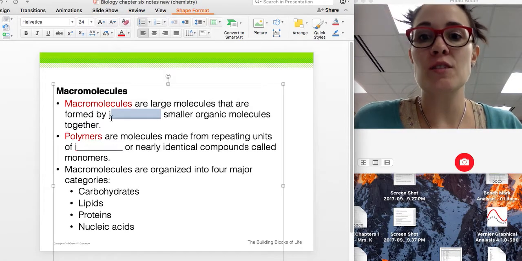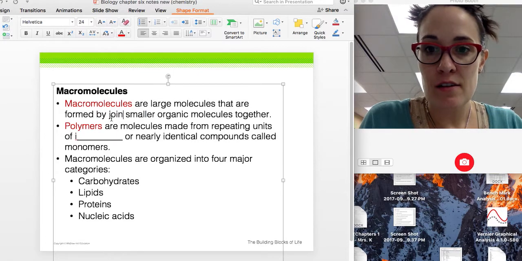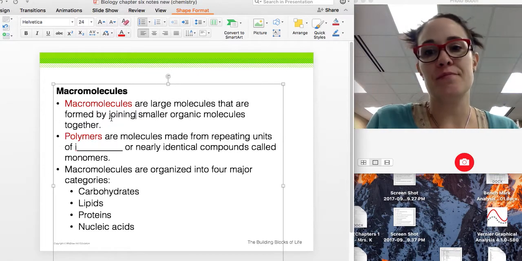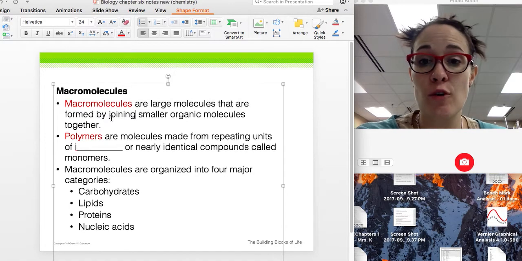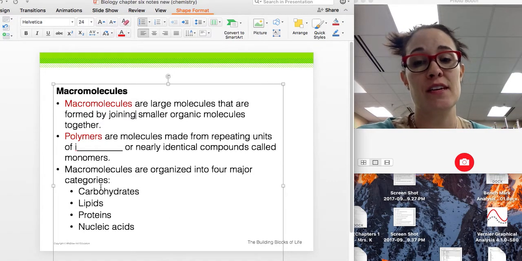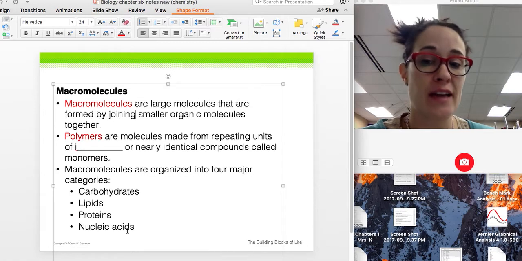Macromolecules are large molecules that are formed by joining smaller molecules together. And there's 4 specific types of macromolecules you can see here: carbohydrates, lipids, proteins, and nucleic acids.